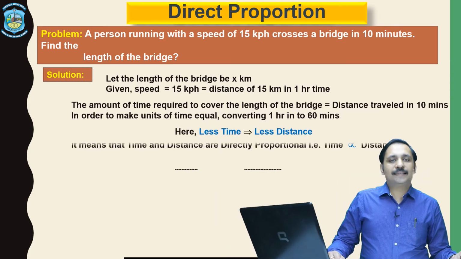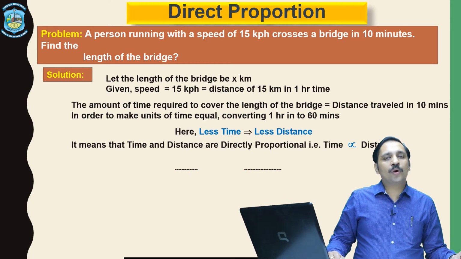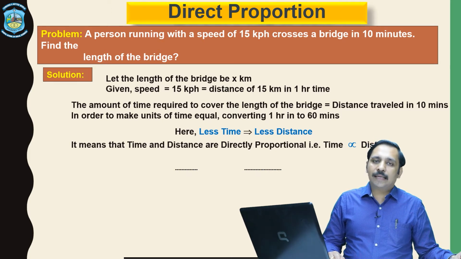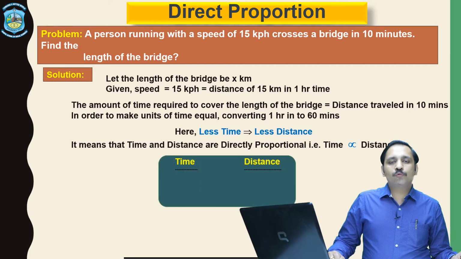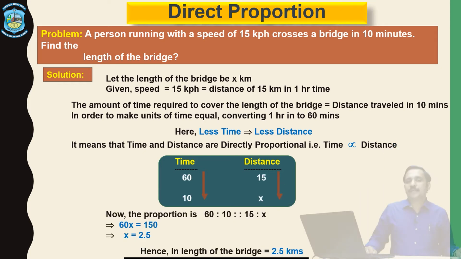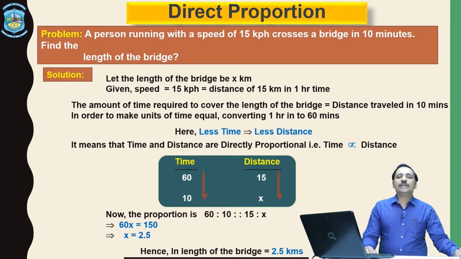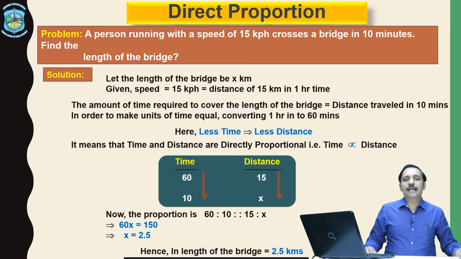Now here, since the time is less, so we will cover less distance. That means if one quantity is decreasing, the other is also decreasing. This is an indication that this is a direct proportion. Now let us see how. So we have two quantities, time and distance. If in 60 minutes we cover a distance of 15 kilometers, so in 10 minutes we cover the distance x. That means if you decrease one quantity, the other quantity also decreases. That's why I have put the arrows in the same direction.